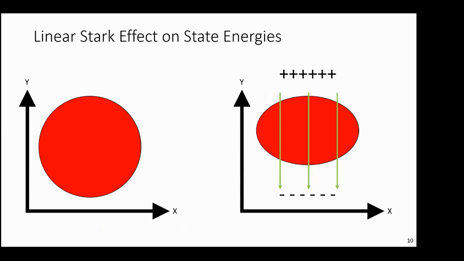Furthermore, the orbitals of the electrons will be deformed such that they are now biased towards the positive terminus of the electric field. So in other words, the electron density will be shifted towards the positive end, as you can see here.